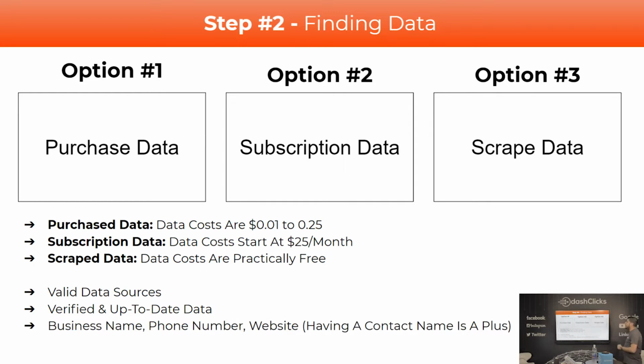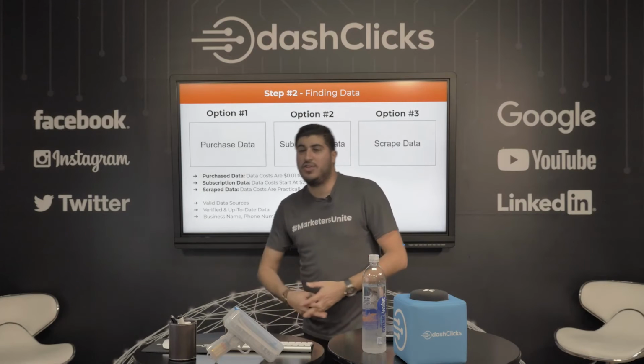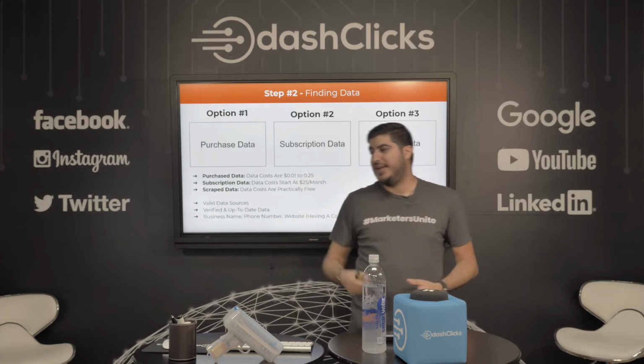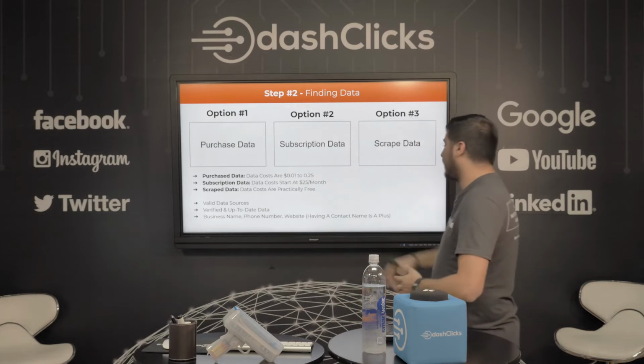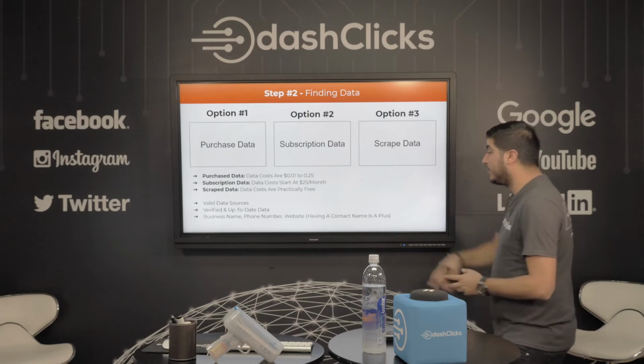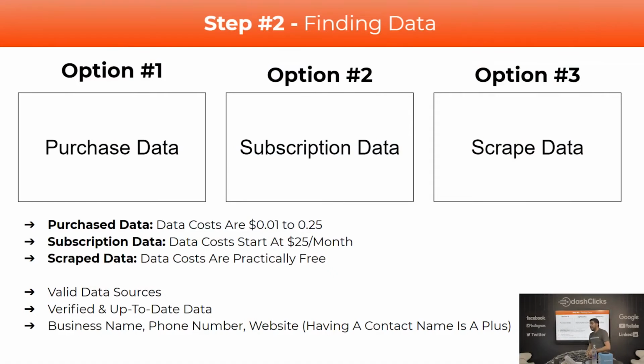After that, these are the fields that you want to make sure that you get. Business name, phone number, website. Having a contact name is a plus, okay? These are the main fields that you get. Now guys, when you're doing any of the three data sources, these are pretty generic data sources that come with your business, except for a name. Names are usually harder to come across, okay? But when you have a name, things change.